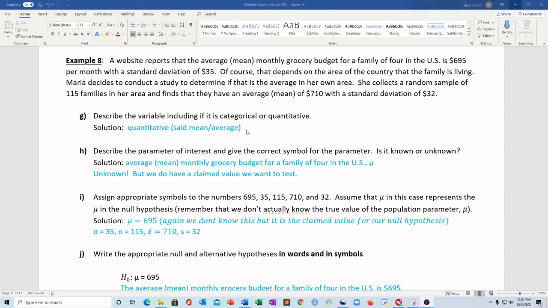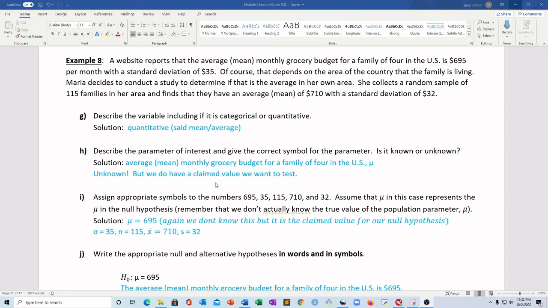And because this is quantitative, because it's a mean, we're using mu. This is unknown, but we do have a claimed value we found on the internet that we're going to test. But in general, we don't know if it's true or not. You can't just believe everything you read on the internet.